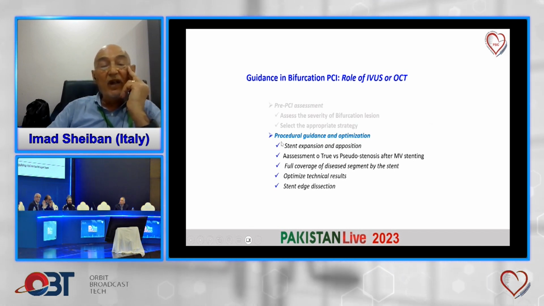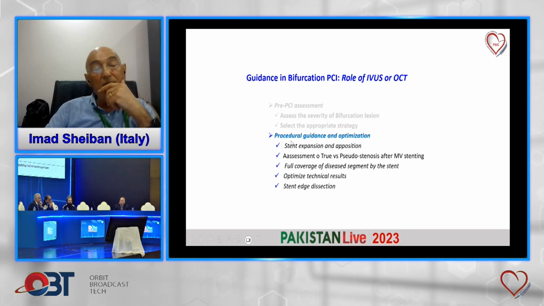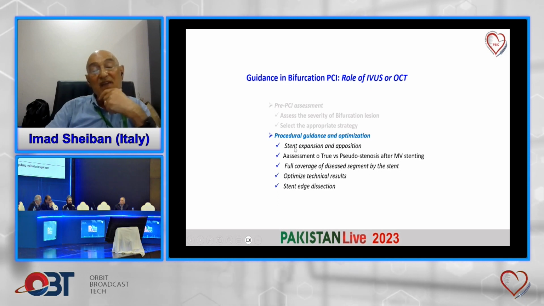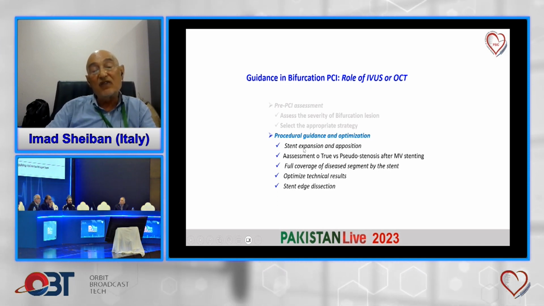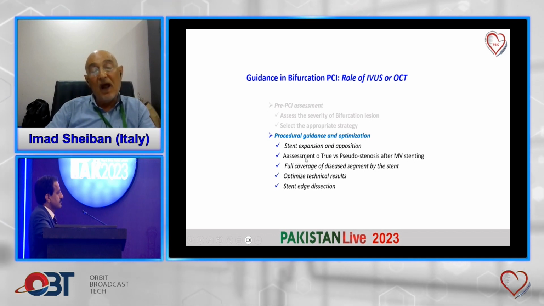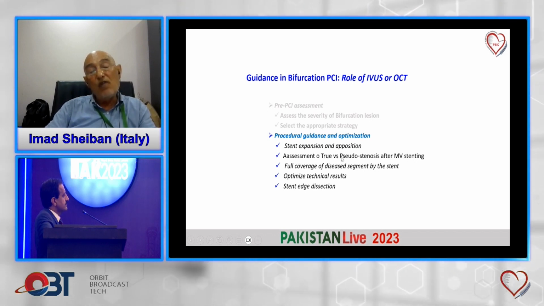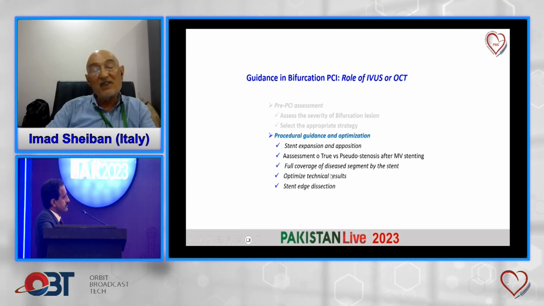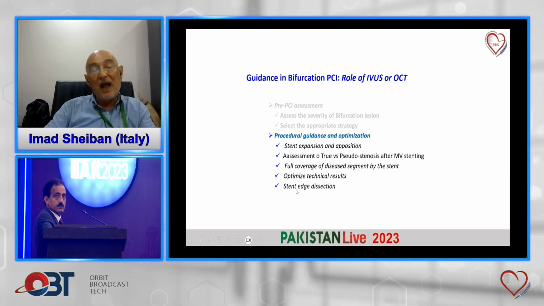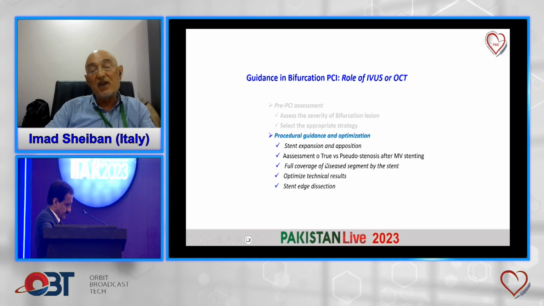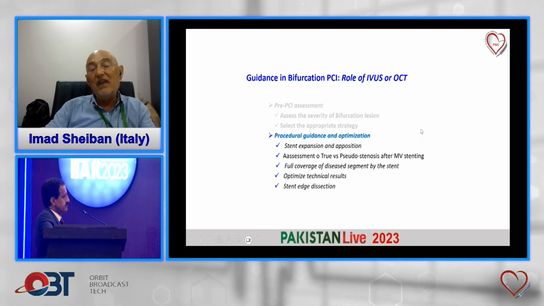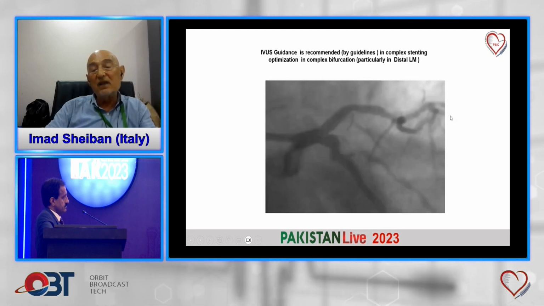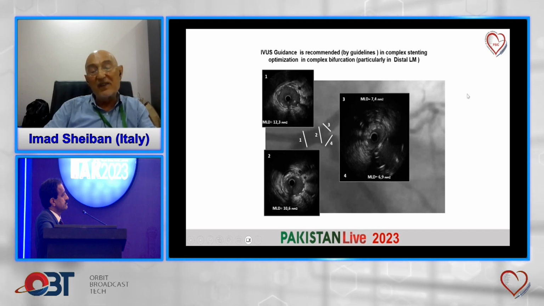Now, on guidance during the procedure and procedure optimization, of course, intravascular imaging can give you the degree of stent expansion and position, assessment of true versus pseudo stenosis after main vessel stenting, full coverage of the lesion segment by the stent, optimized technical result, and stent edge dissection. All these elements are needed to be sure that everything is in place and you are optimizing your work as necessary to have the best outcome.